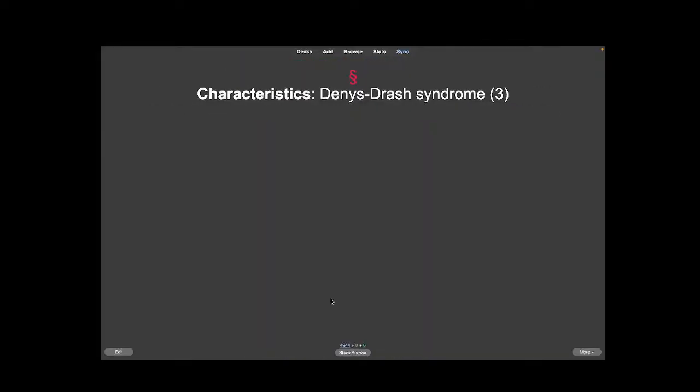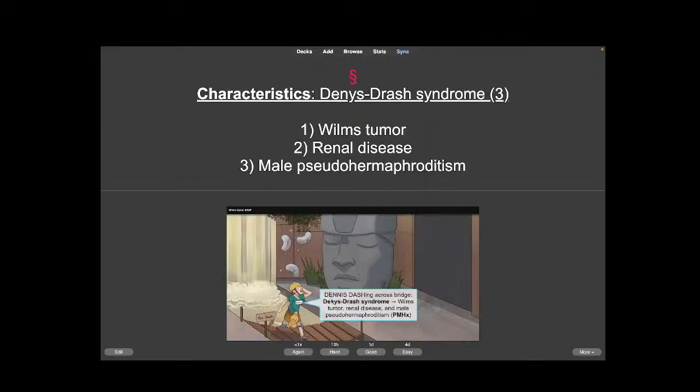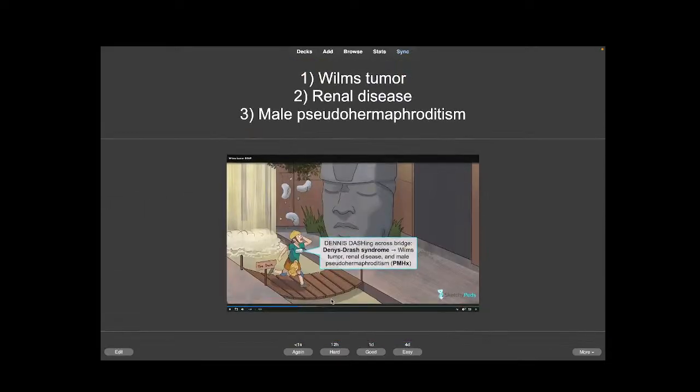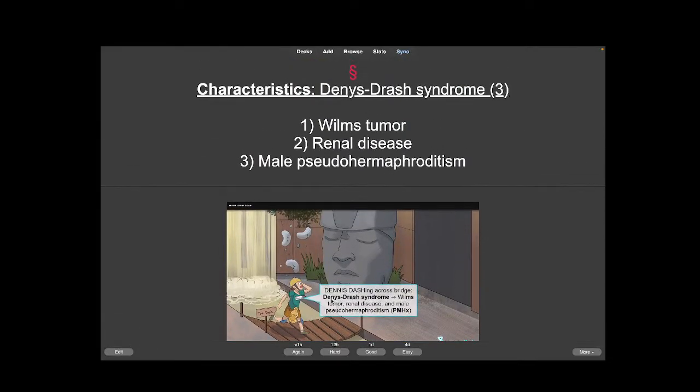Okay. Characteristics of Denys-Drash syndrome. What are we looking at? They didn't say anything. Alright. Wilms, you got Wilms. We got renal disease and male pseudohermaphroditism. Well, maybe if you showed it to me, maybe I would get it.